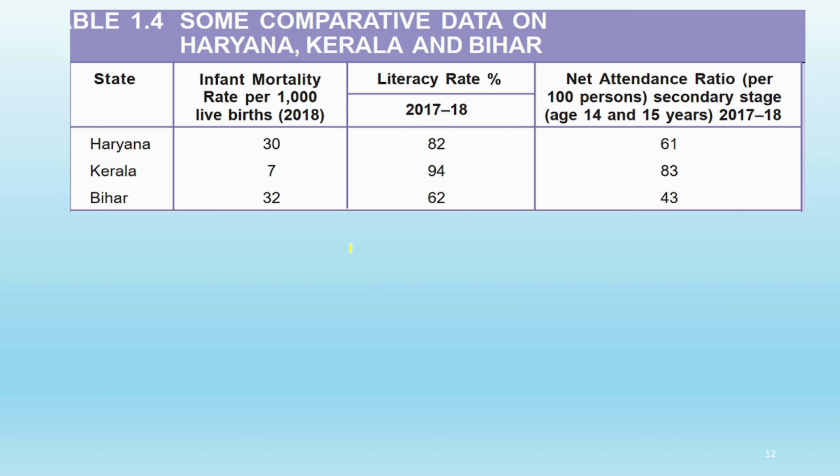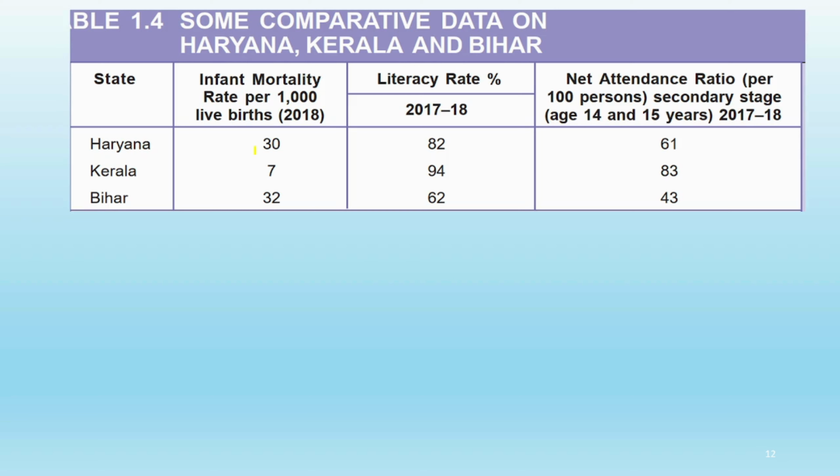Next slide. We will discuss a comparative analysis of 3 states of India based on their infant mortality rate, literacy rate and net attendance ratio. Carefully examine the table here. Haryana has an infant mortality rate of 30, Kerala has 7, Bihar has 32. An infant mortality rate of 30 means for every 1000 live births, or for every 1000 children before reaching their first birthday, 30 children have been dying in Haryana.